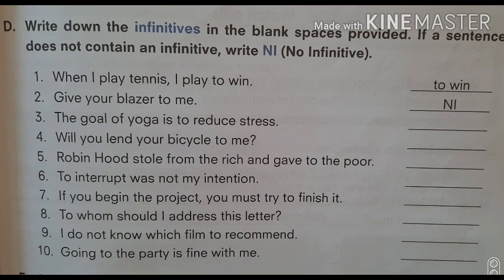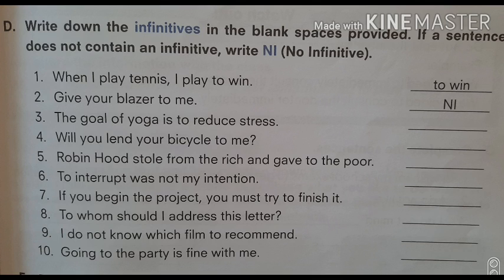D. Write down the infinitives in the blank spaces provided. If a sentence does not contain an infinitive, write NI, meaning no infinitive. See here, two examples are done for us. When I play tennis, I play to win. So here to win is the infinitive. That's why we are writing to win in the blank space.